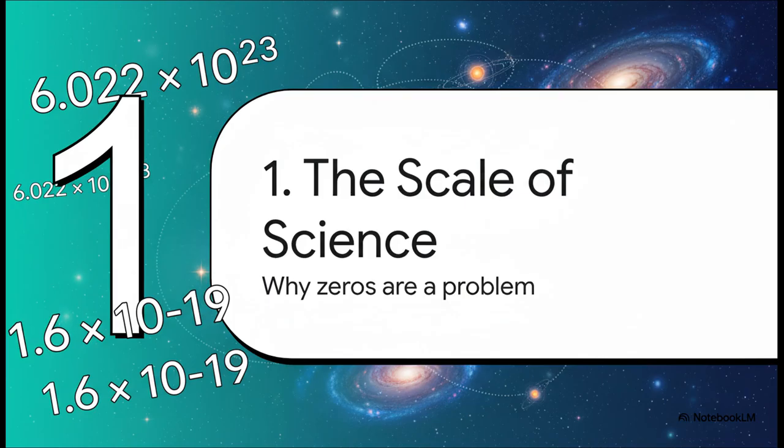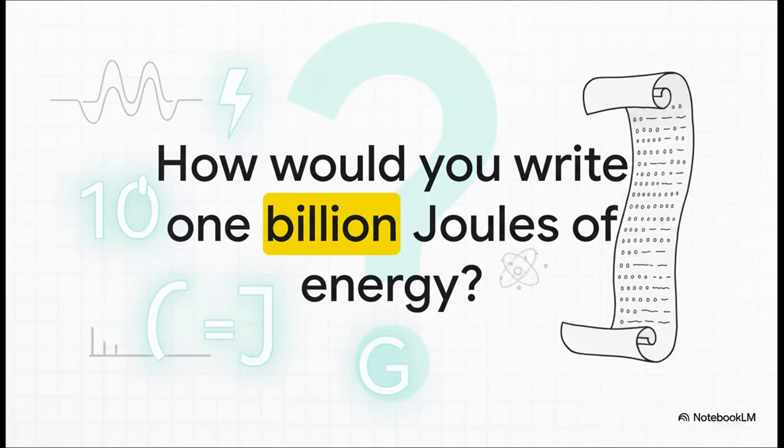To really get why we need these tools, we have to talk about a massive problem in science. And that problem is zeros. Just so many zeros. Science deals with numbers that are so incredibly huge or so mind-bogglingly small that our normal way of writing them just doesn't cut it. Let's take a simple example to see what I mean. 1 billion joules. It's a lot of energy, for sure.